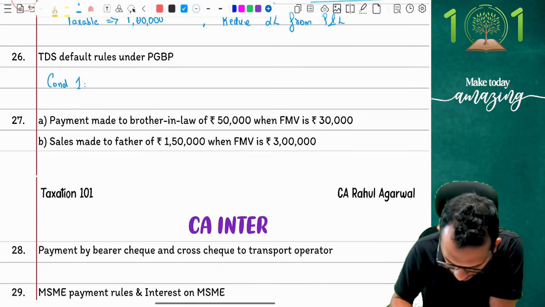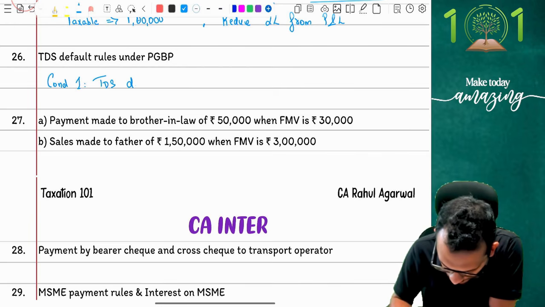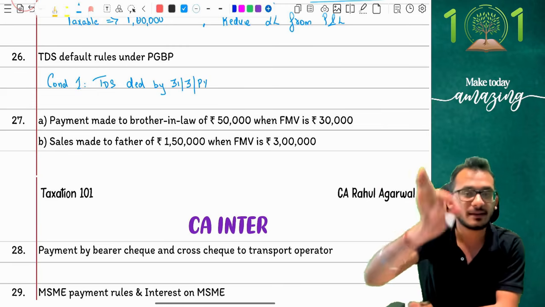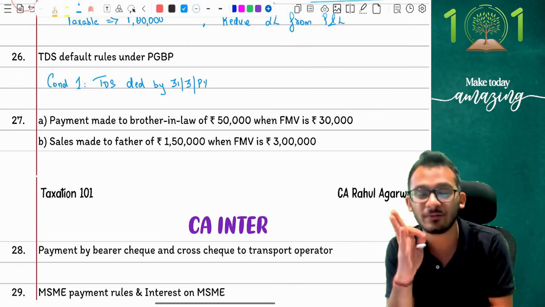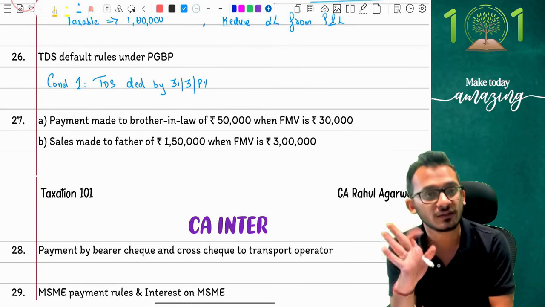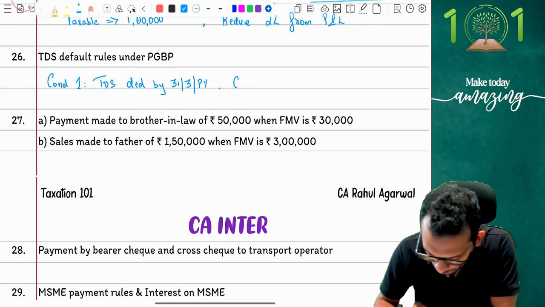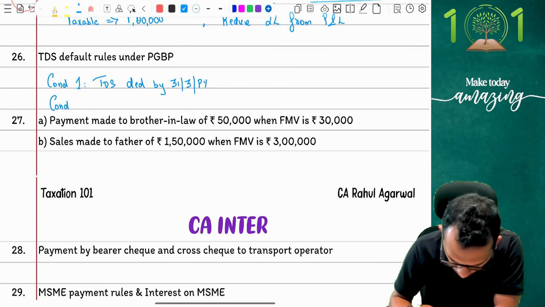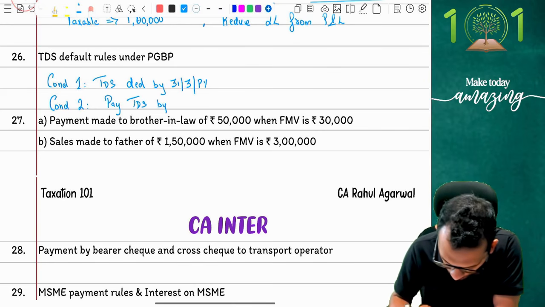My condition number 1 is TDS should be deducted by 31st March of the previous year. Yes, the first condition which income tax has is please deduct the TDS by 31st March, meaning TDS should have taken place by 31st March. If TDS itself has not taken place by 31st March, there is no option but to disallow. Second, condition number 2 is pay the TDS by the due date of ROI, which most often is going to be 31st October, but I'm just putting it out to you.